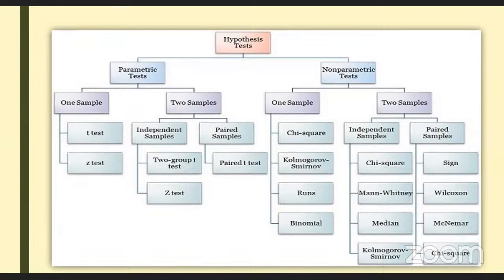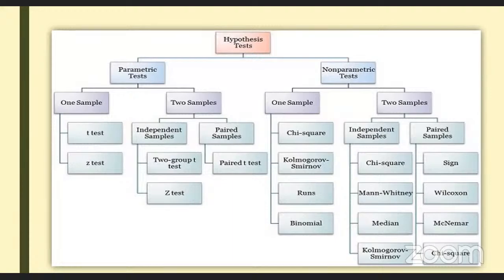Then on the other side, non-parametric tests: you may have one sample tests like chi-square, Kolmogorov-Smirnov, binomial, or two samples, which may be independent. I'll explain one by one where to go for the chi-square test, Mann-Whitney test, or the signed rank Wilcoxon test, McNemar, chi-square and so on. You must be knowing about the chi-square test also. T-test and chi-square test are in our syllabus, actually.